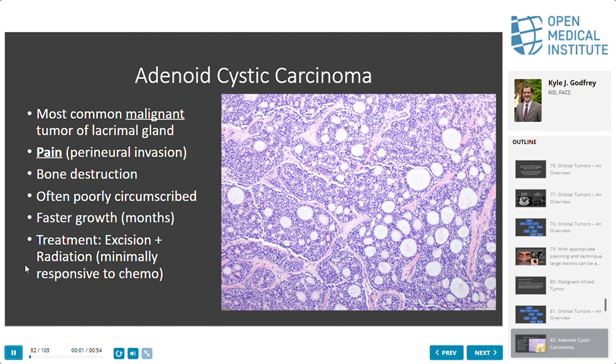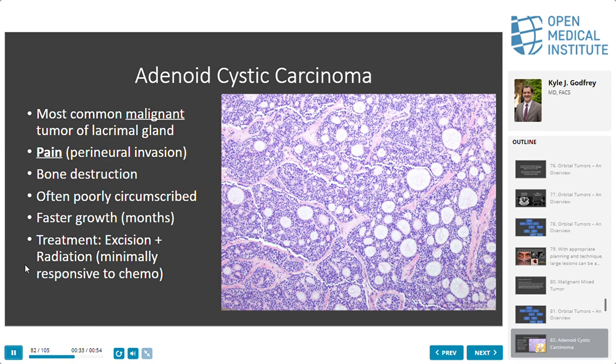And the big hallmark distinguishing feature here is pain. So this is a patient who's going to present usually more rapid onset than a benign mixed tumor. And the key feature in the history that you're going to ask for is pain. So this patient's going to either have some type of numbness, some type of strange paresthesias in the area, or just really intense headache, and it's from perineural invasion of these tumors. These can destroy bone. They tend to be more rapidly progressive. They tend to present over months, whereas those benign mixed tumors tend to present over a period of years.